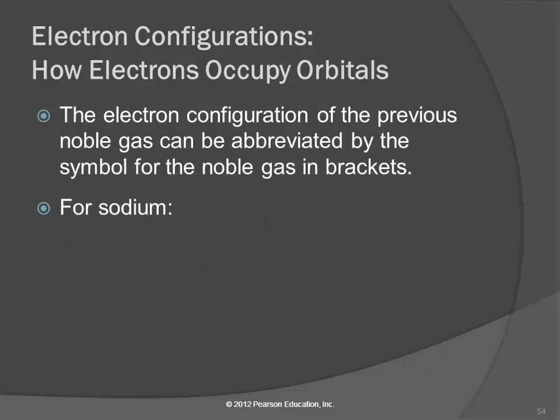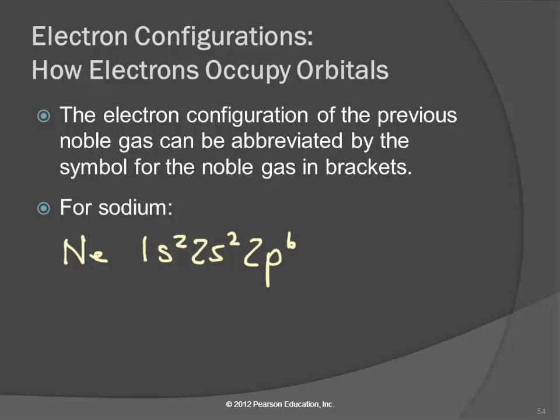We do have a shorthand that we can use. It's called a noble gas shorthand or noble gas configuration. And what we do is we say, well, let's look at sodium on the periodic table. Sodium has one more electron than neon. So instead of writing the whole electron configuration, we'll just write neon in brackets and then write the rest of it. So let's look at that. The electron configuration for neon we just did. Neon is 1s2, 2s2, 2p6.